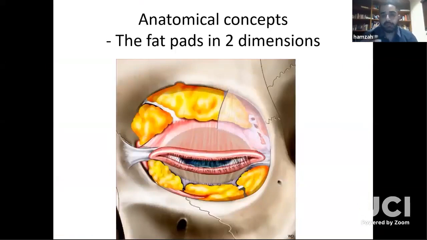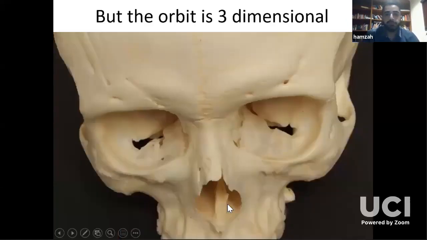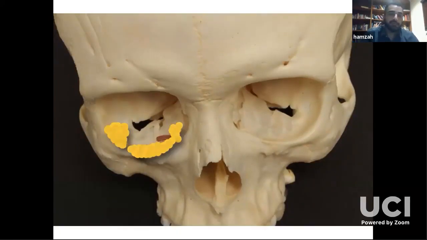So another anatomical concept is trying not to think of these fat volumes and spaces in 2 dimensions. And so if you look at this picture, you get the impression that the fat pads are sort of just at the edge of the orbital rim. But this is not true. You've got to think of the orbit in 3 dimensions, because the orbit and the facial structures are 3-dimensional. And so it's important to understand this concept so that you can access these fat pockets appropriately.